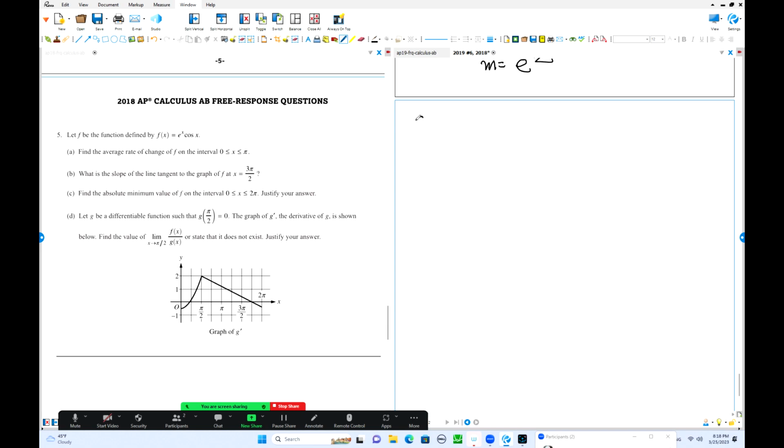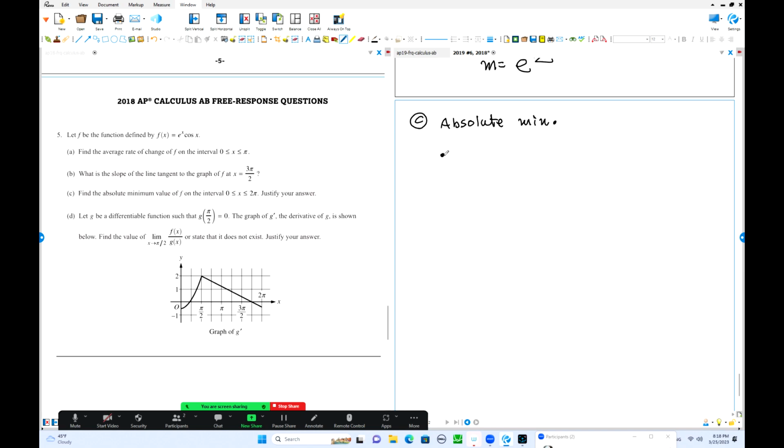The number C, find the absolute minimum value on interval 0 to pi, absolute minimum. When you find the absolute minimum, always you have to take the derivative, okay? And you can compare which one is the minimum at the two endpoints, and between the two points there is the local minimum, okay? The first one, you can use this one.